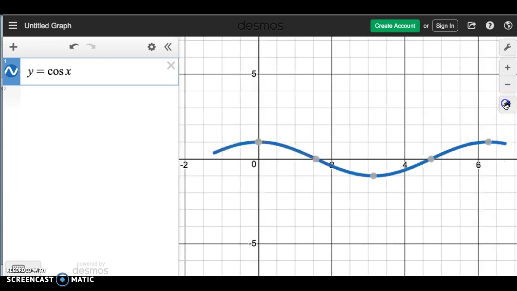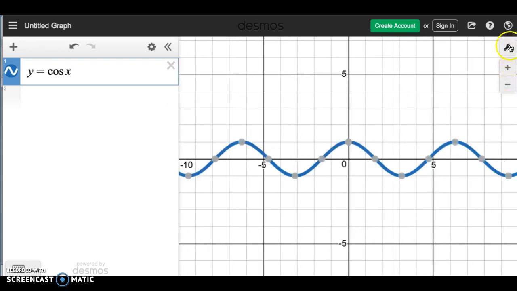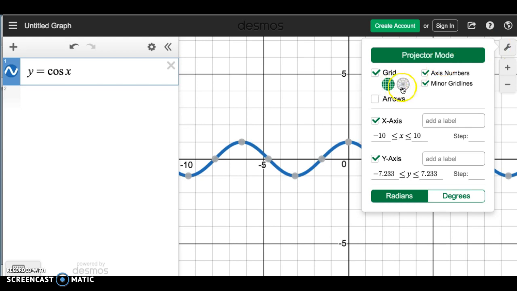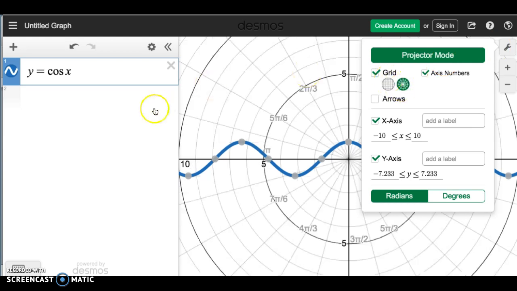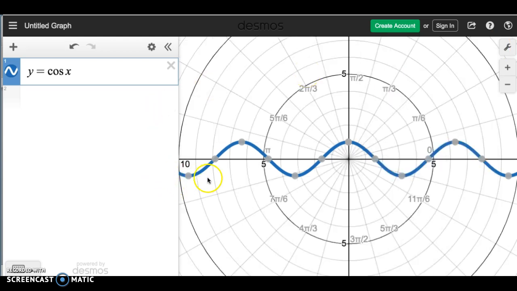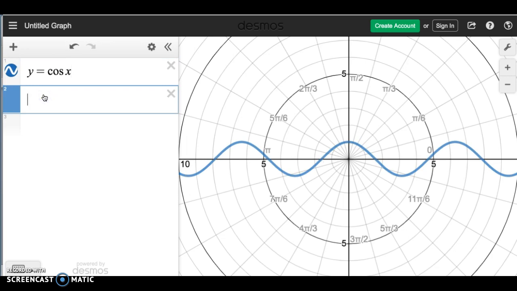So I'm going to go ahead and reset this. So there's my home key. I'm going to change to a polar grid. And notice if it's just y equals cosine x, right, it overlaps it on the polar grid. Now let's go ahead and make this actually r equals cosine theta. And notice you can type in theta, right? I'm not sure if we talked about that.